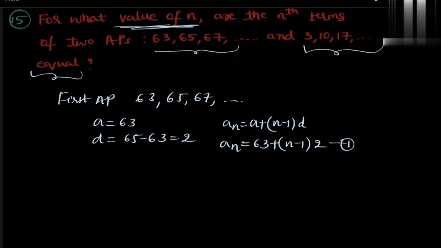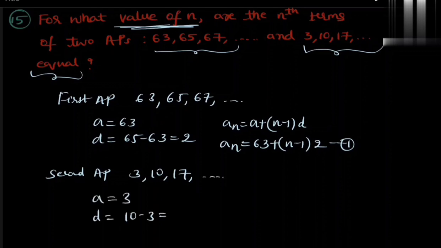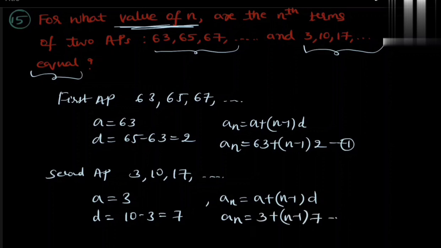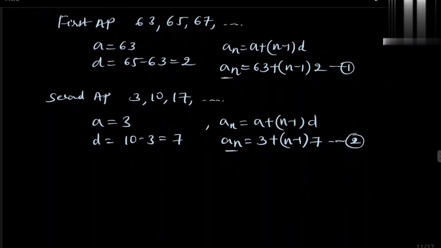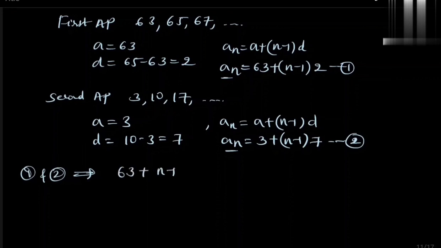For the second AP, the second AP is 3, 10, 17, and so on. For this AP, the first term a is equal to 3, common difference d is equal to 10 minus 3, that is equal to 7. So we know that the nth term of an AP, a_n is equal to a plus (n minus 1) into d. a_n is equal to 3 plus (n minus 1) into 7. Call it equation 2. Now LHS are equal, so equating RHS, that is equation 1 and 2. Equating 1 and 2, that implies 63 plus (n minus 1) into 2 is equal to 3 plus (n minus 1) into 7.